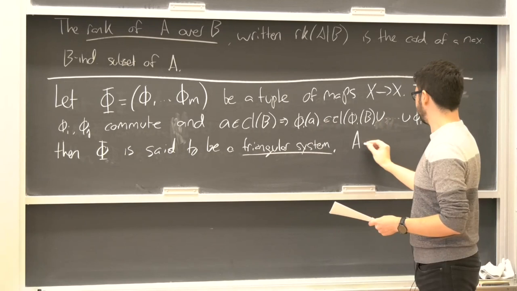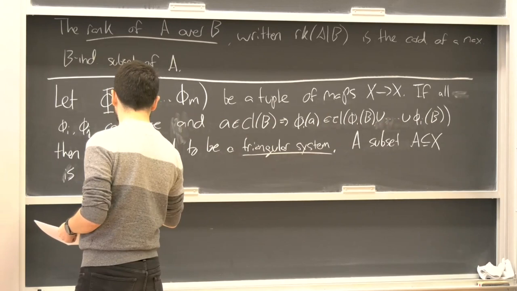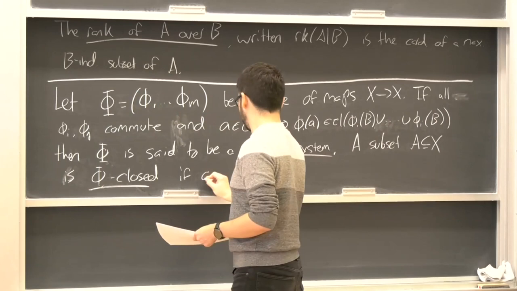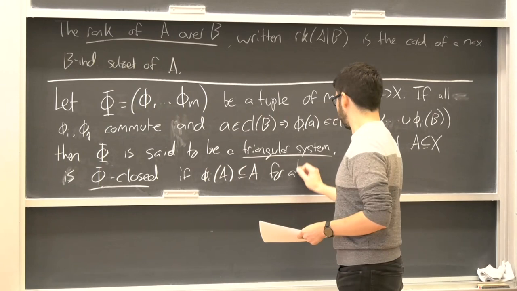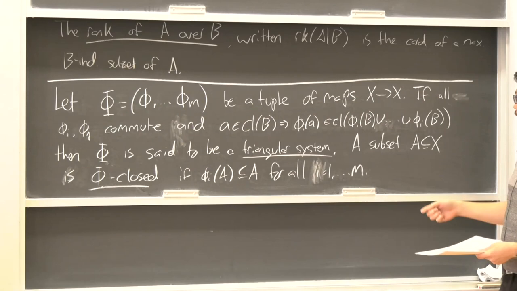And then a subset A is said to be phi closed if phi i of A is contained in A for all maps i. Right, so it is phi closed if it's closed under each of these maps, phi one through phi m.